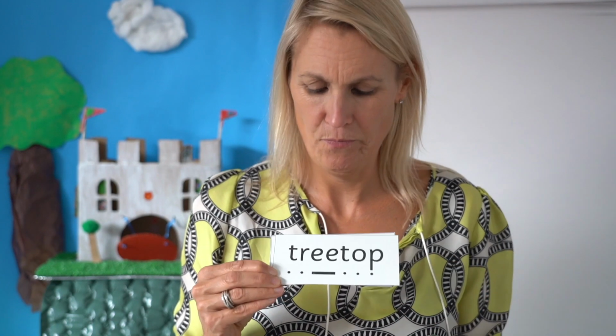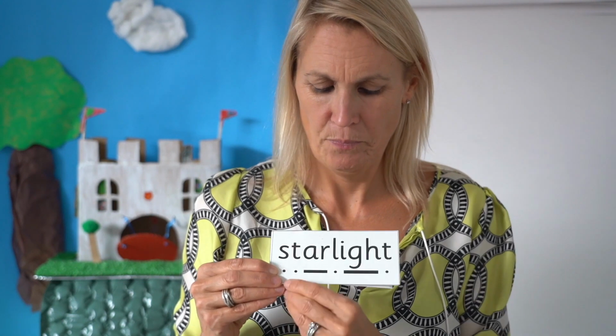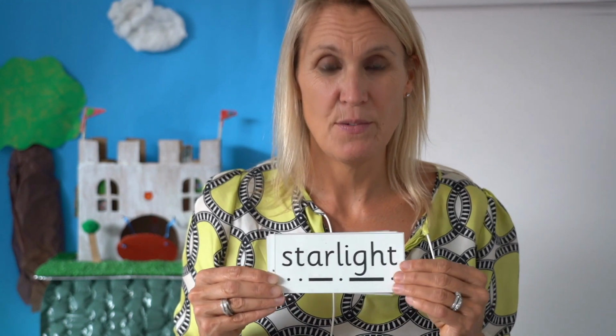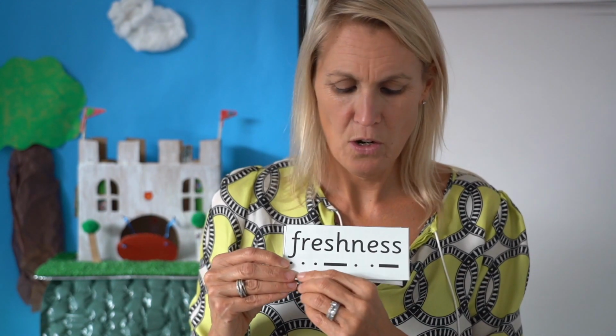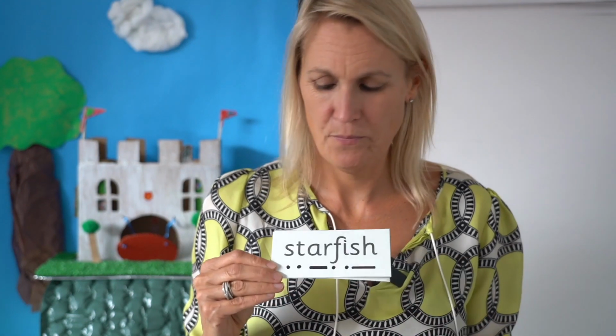Driftwood. Treetop. Starlight. Freshness. Starfish. Windmill. Fantastic. Well done. Now we are going to practice reading 2 tricky words you have read before.